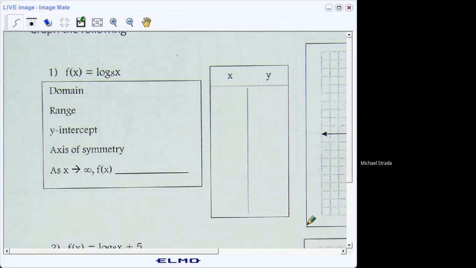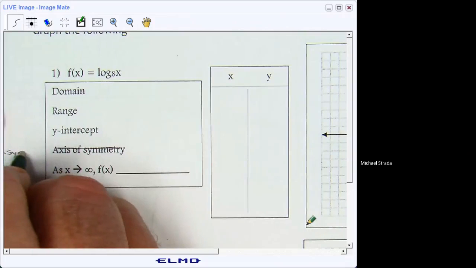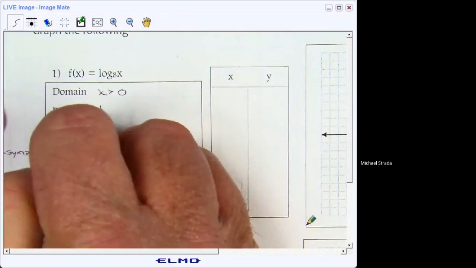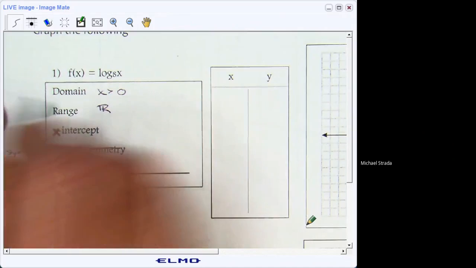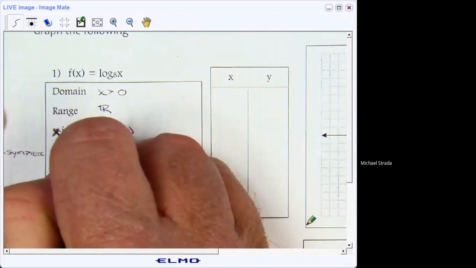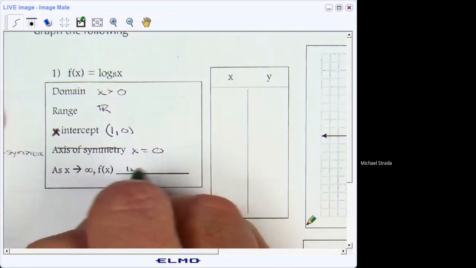Mid is the asymptote. You got to cross that out. That's the x equals 0. All right, so the axis of symmetry is a misprint. It should be asymptote. All right, the domain, x is greater than 0, the range, all real numbers. The y-intercept, we're going to flip the x-intercept. All right, and that's going to be (1, 0). The asymptote is at x equals 0, and it's going to increase.